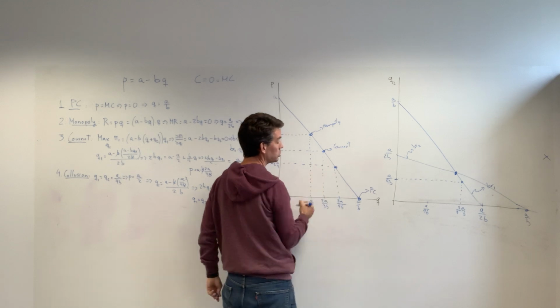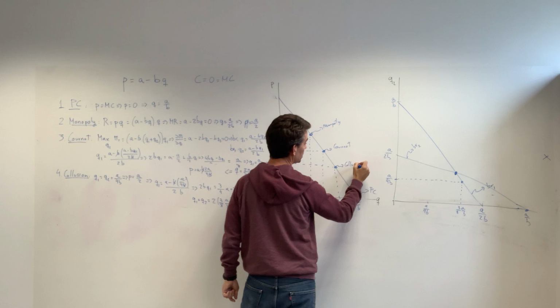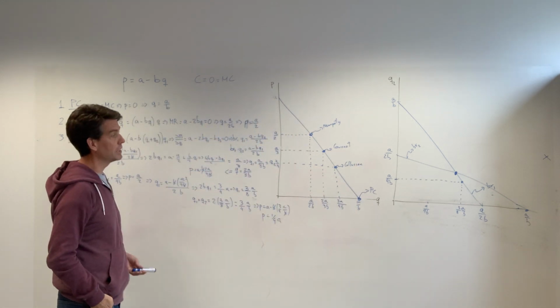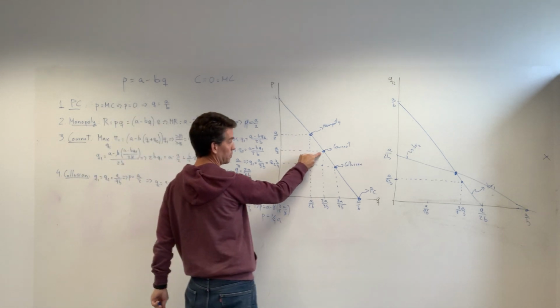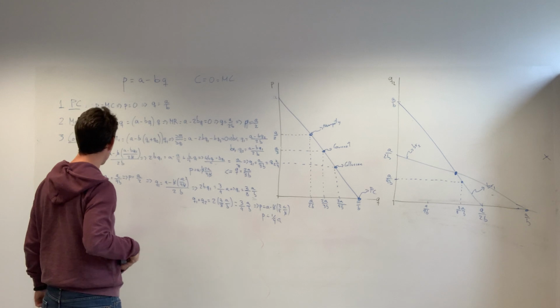So when there is collusion but they don't satisfy the agreement, they end up in a worse situation. Both companies end up in a worse situation than if they had not agreed anything in the first place and they were just competing in quantities. Okay? So this is the result under collusion.